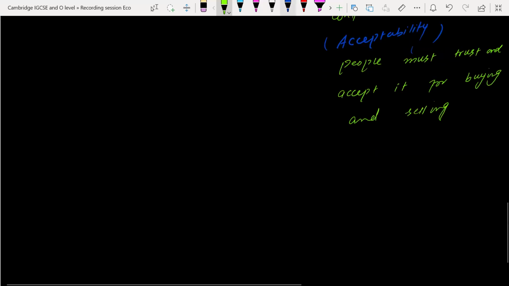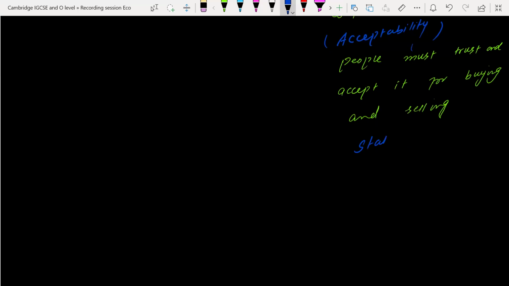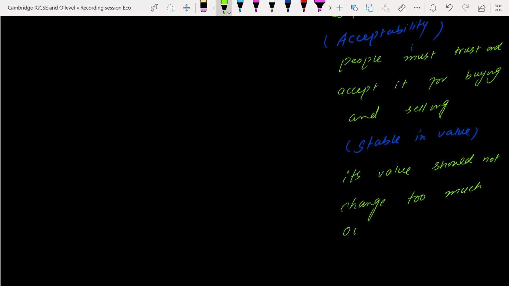And the last one you can say is stable in value also. Its value should not change too much over time. Appreciation and depreciation can happen, but it takes time.